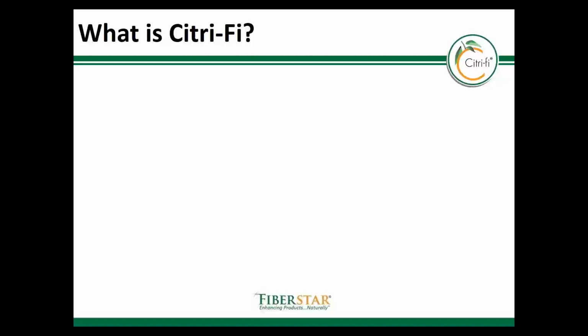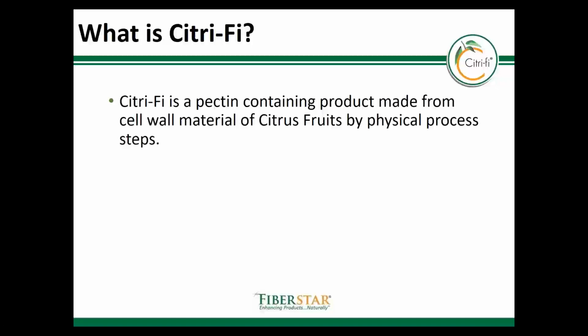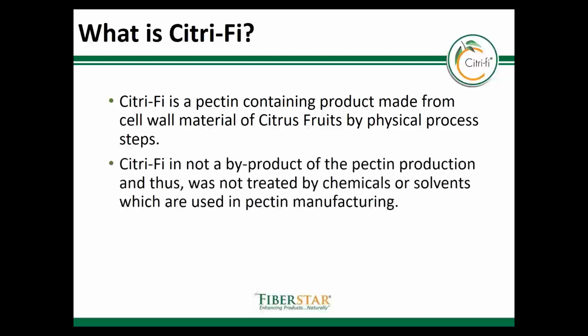So what is Citri Fi? Citri Fi is a pectin-containing product from cell wall material of citrus fruits, obtained by physical processing steps. Citri Fi is linked to the juice industry and is not a product from pectin production, a key difference to other citrus fibers. Therefore, our product is only minimally processed and not treated by chemicals or solvents. This is an important fact if we speak about natural fruit products.